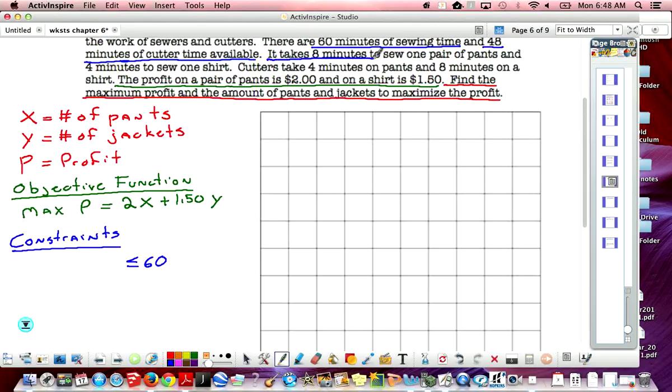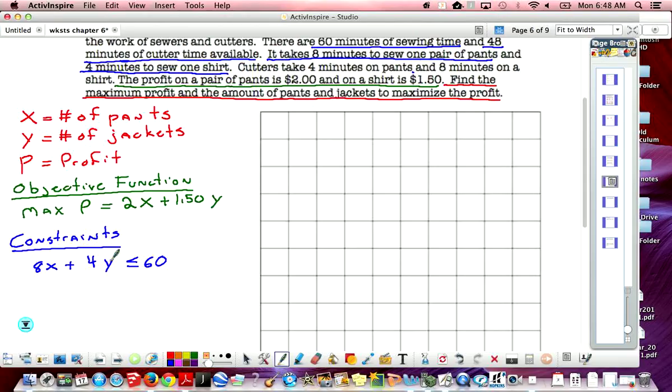So it takes 8 minutes to sew one pair of pants. So 8x plus, and then if I take a look here, cutters take 4 minutes. Oops, I apologize, I gotta stick with the sewing. 4 minutes to sew one shirt, and really that should say jacket. So I apologize for that. Shirt and jacket are one and the same in this problem, so that's going to be 4y.